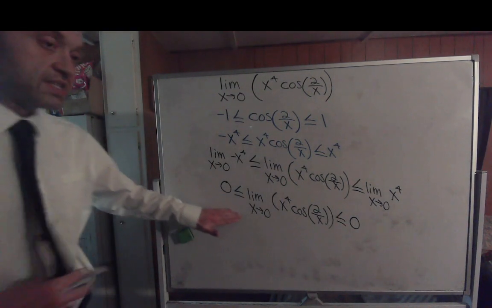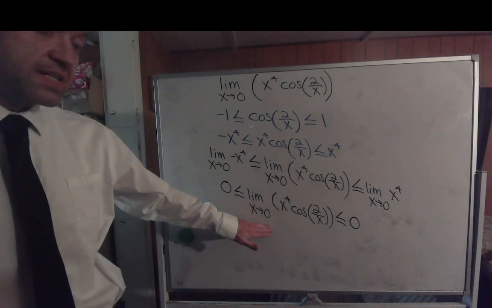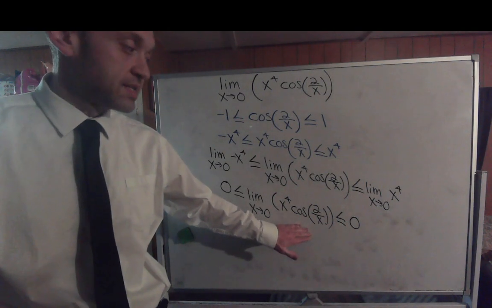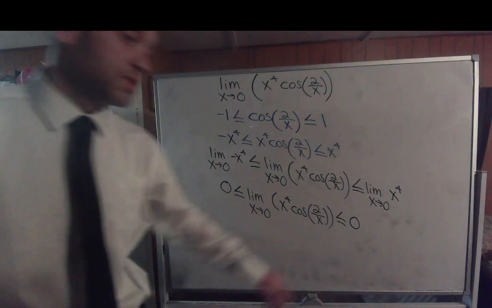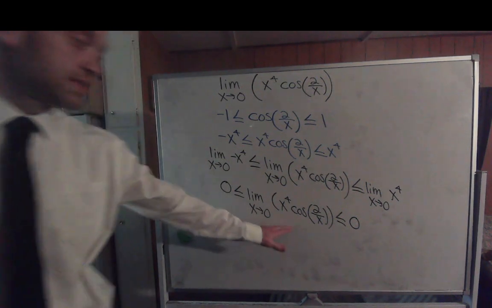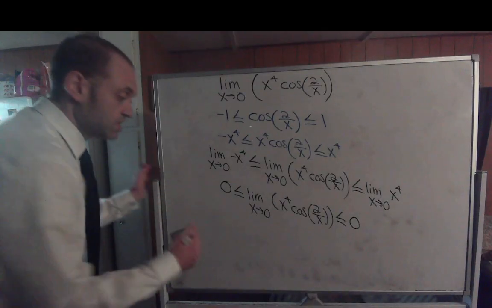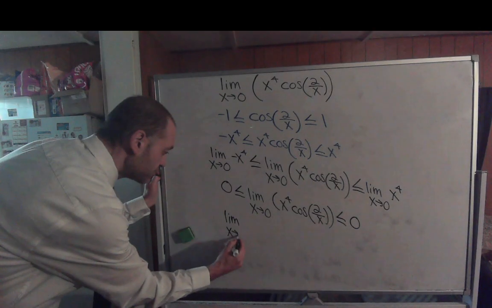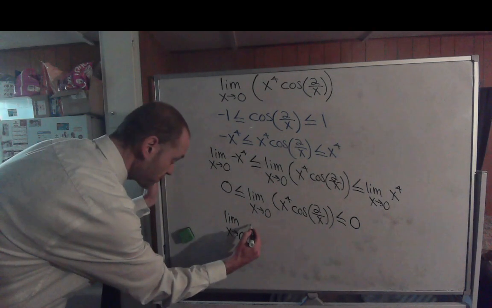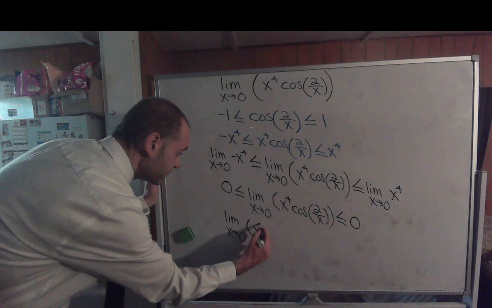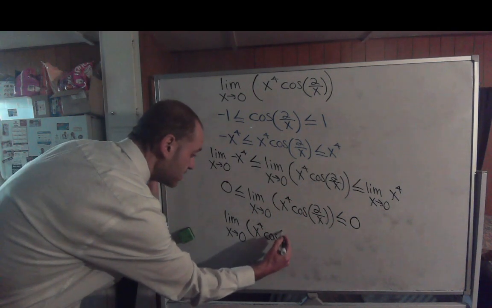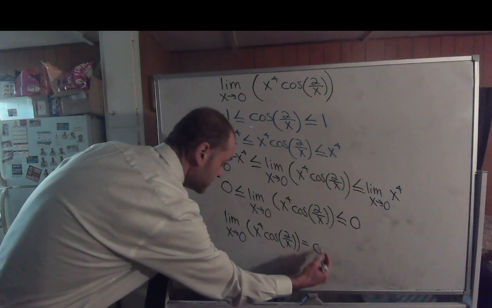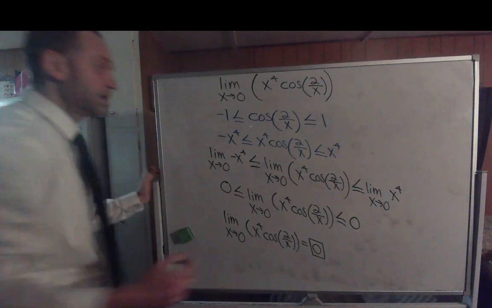So if 0 is less than or equal to the limit as x approaches 0 of x to the fourth cosine of 2 over x, and that's less than or equal to 0, the only conclusion left is the limit of this middle function has to be 0. So the limit as x approaches 0 of x to the fourth cosine of 2 over x is equal to 0. That's exactly what you'd end up getting.